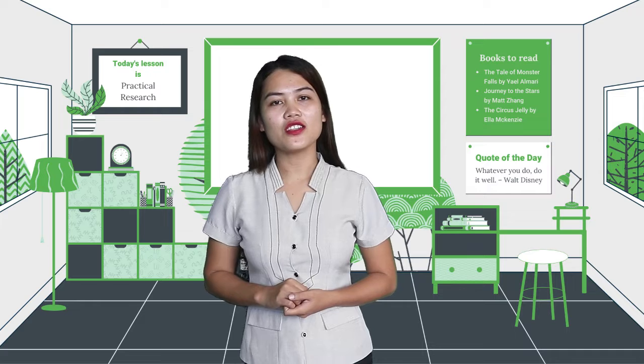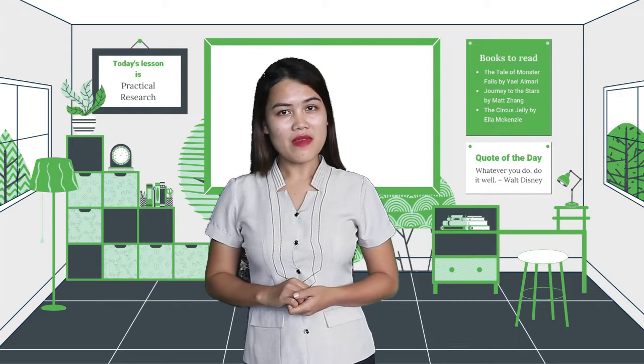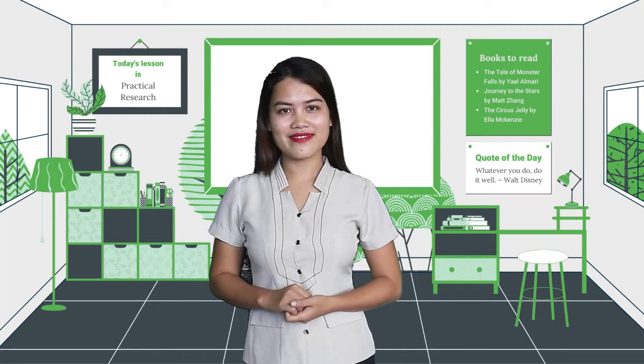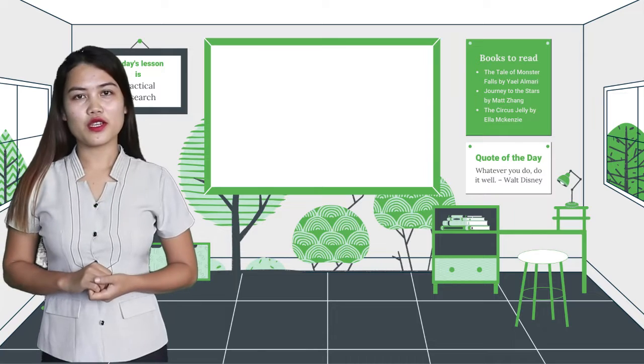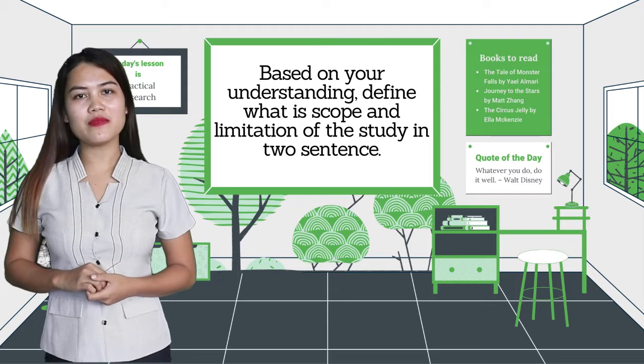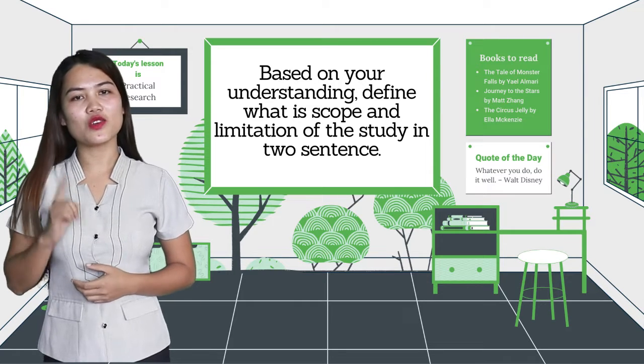In the previous lesson, you have learned the scope and limitation of the study. This time, I want you to get a pen and paper for your answers. As a review, based on your understanding, define what is scope and limitation of the study in 2 sentences. You have 1 minute to write your answer.